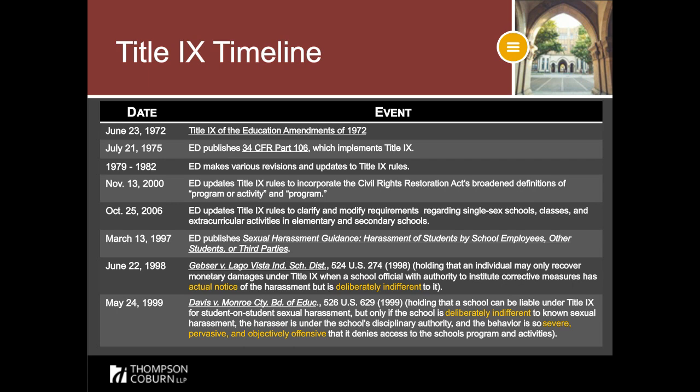In 1997, the department published sub-regulatory guidance, so these aren't rules, but guidance about sexual harassment and how schools should manage those types of incidents on campus. Then in 1998 and 99, there were a couple of really important Supreme Court decisions that came along. The first was Gebser versus Lago Vista, right? And it held, and you'll see we say in the print, that an individual may only recover monetary damages under Title IX when a school official with authority to institute corrective measures has actual notice of the harassment but is deliberately indifferent to it.